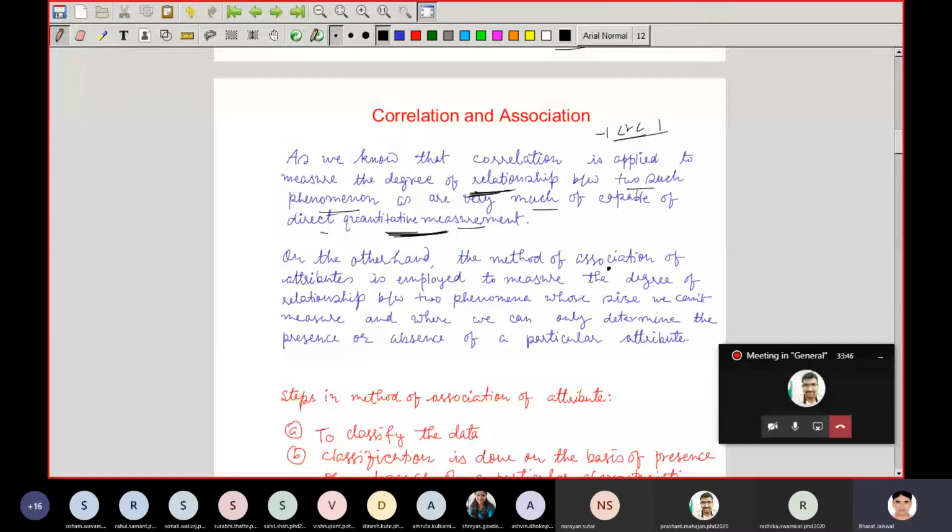On the other hand, the method of association of attributes is employed to measure the degree of relationship between two phenomena whose size we cannot measure. Only we can say presence or absence, and such phenomena are studied under this method. So we can only determine the absence or presence of a particular characteristic or attribute. Okay, so this is the basic difference.